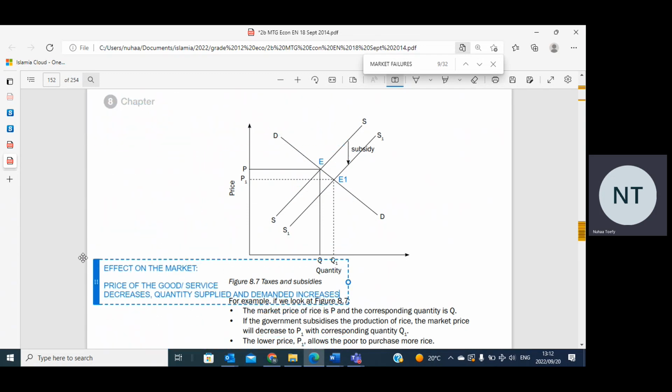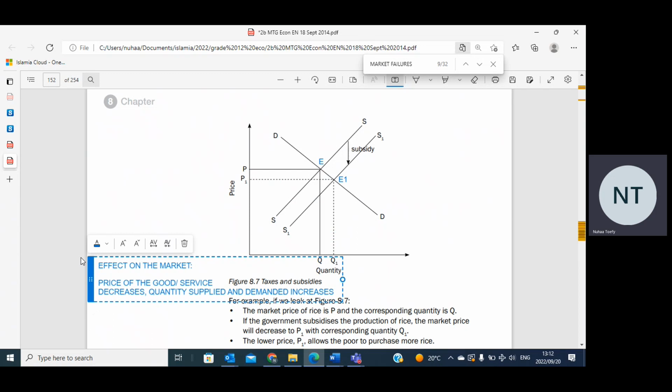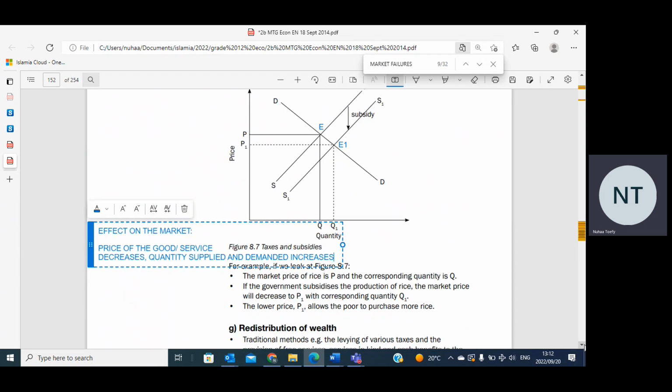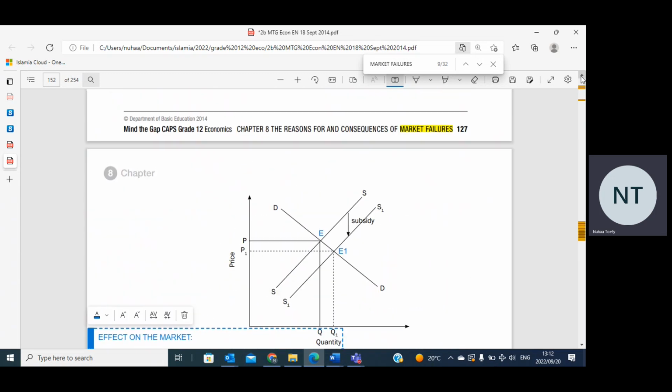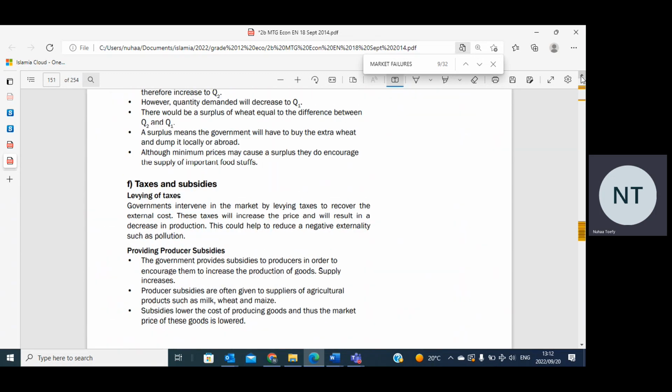Remember, subsidies will only be provided on goods with a positive externality. Like something that society needs, right? For example, bread, milk, etc. Right? So there we go. What is the effect on the market? The price drops and the quantity supplied and demanded increases. Right. Now, I see they don't actually have a tax one here, but okay.